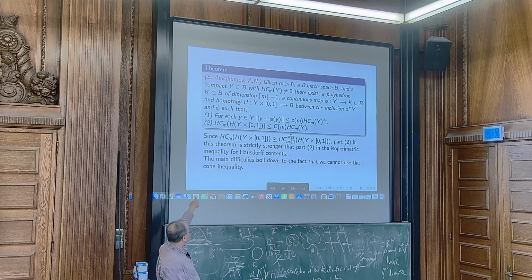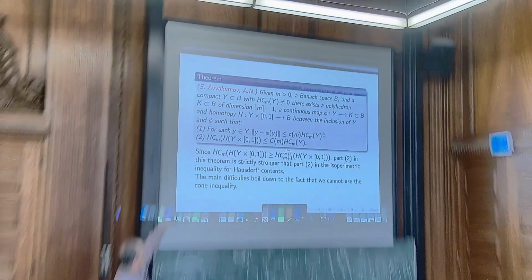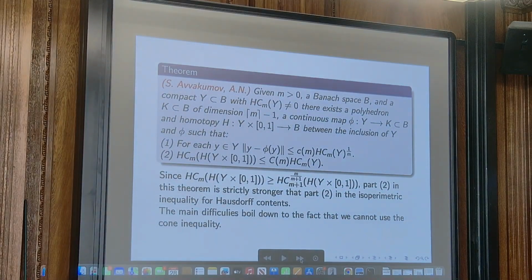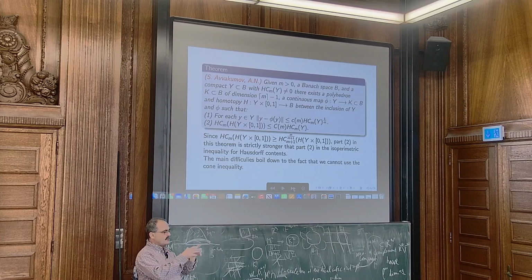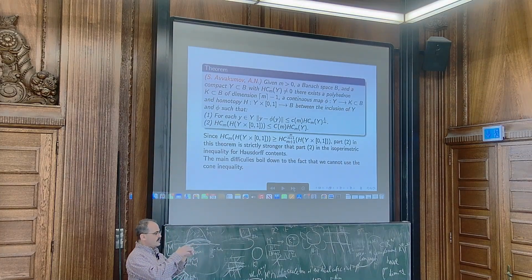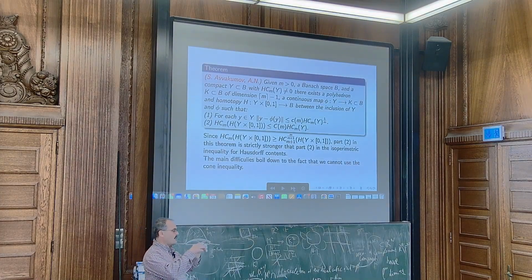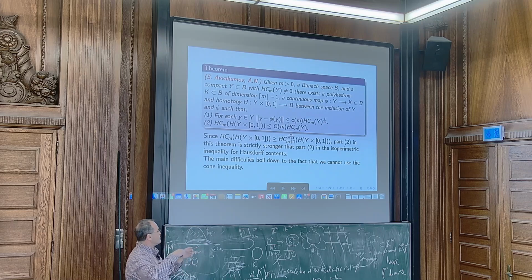And before doing that, here is just one word about the difficulty of this theorem in comparison with the previous one. The main difficulties boil down to the fact that here we cannot use the cone inequality. The cone inequality is very good when you have volume or Hausdorff content of dimension m, and you take a cone and you estimate the m plus one dimensional Hausdorff content of the cone.